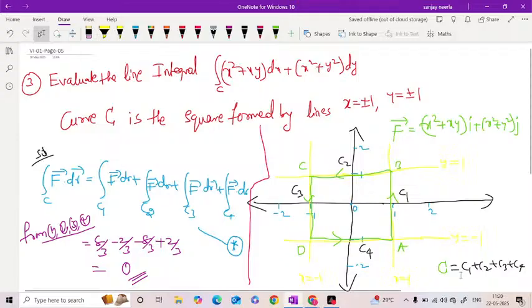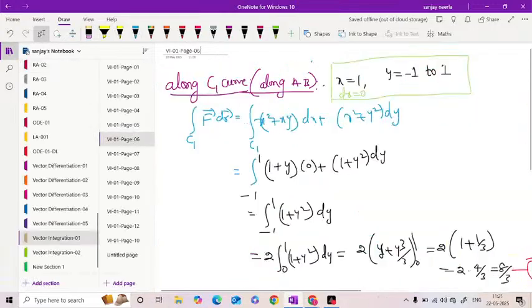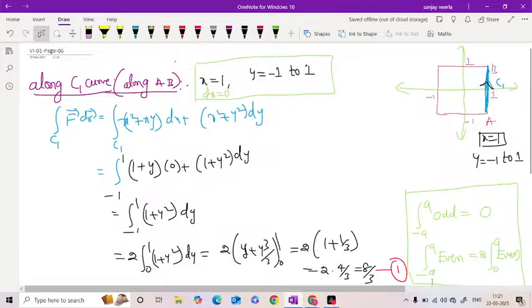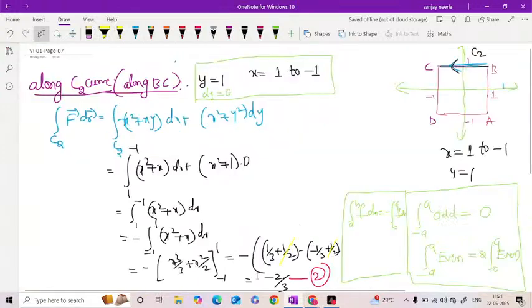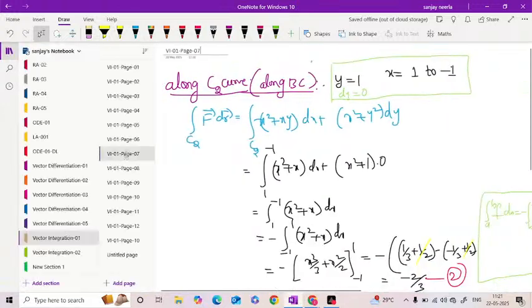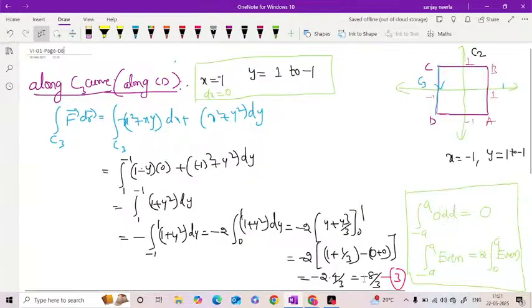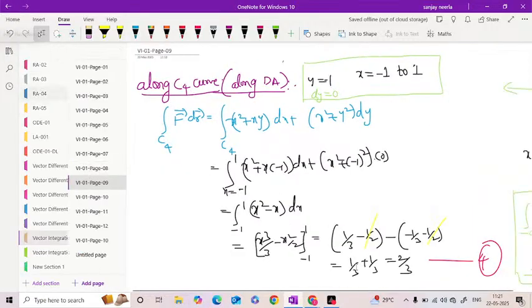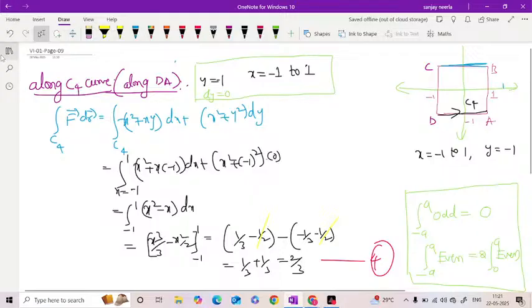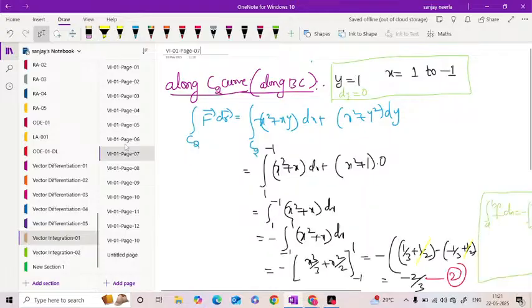Now this path we are dividing into 4 subpaths C1, C2, C3, C4. That means AB is the first path, BC is the second path, CD is the third path and DA is the fourth path. And what result are we getting in the C1 path? The C1 path result is 8 by 3, already we did. The C2 path result is minus 2 by 3, already we did. The C3 path result is minus 8 by 3, and the C4 path result is 2 by 3. So these are the C1, C2, C3, C4 results.